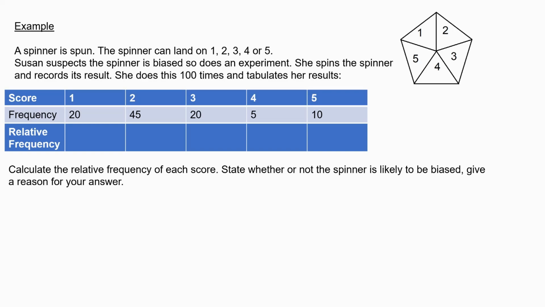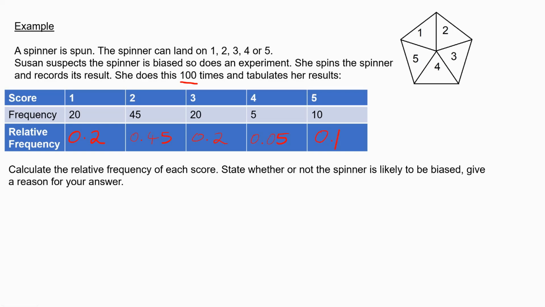Score 1 occurred 20 times, so we can say the relative frequency of getting 1 is 20 divided by 100, which is 0.2. The relative frequency of getting 2 is 45 divided by 100, which is 0.45. And we can carry on like this, so the relative frequency of getting a 4 is 0.05. And finally, the relative frequency of getting a 5 is going to be 10 divided by 100, which is 0.1.